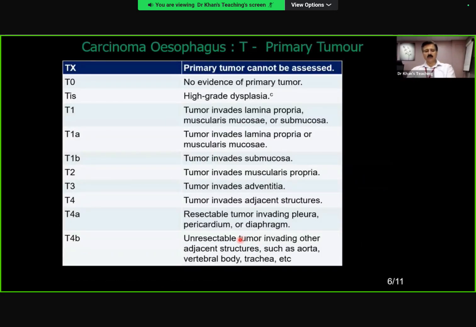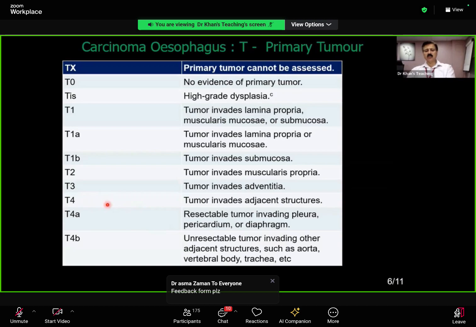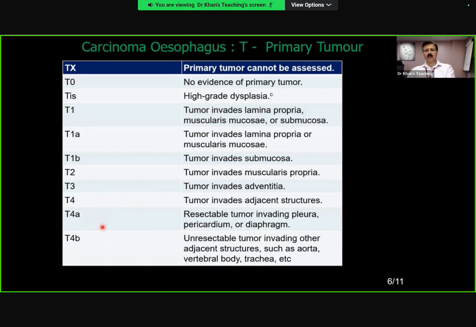Now, with that background, see here, I just want you to concentrate on T4 tumor. This is T and M staging. T4 stage, T4A, T4B. Some of them are still resectable and some of them become unresectable. Now, if it goes into the pleura, into the pericardium or into the diaphragm, it is still resectable because you can remove that part of the pleura or pericardium or diaphragm as well as the tumor. Unresectable tumor invades other adjacent structures such as aorta, vertebral body, trachea, etc.